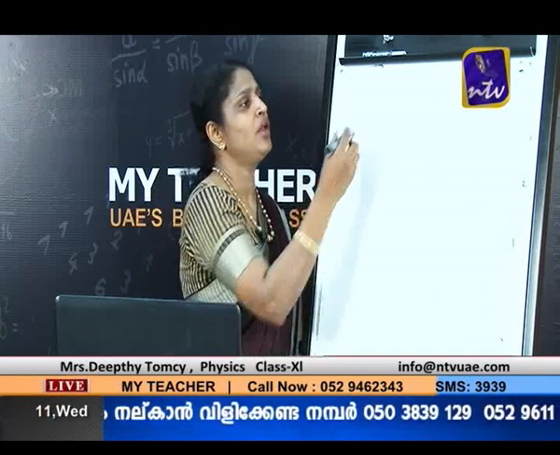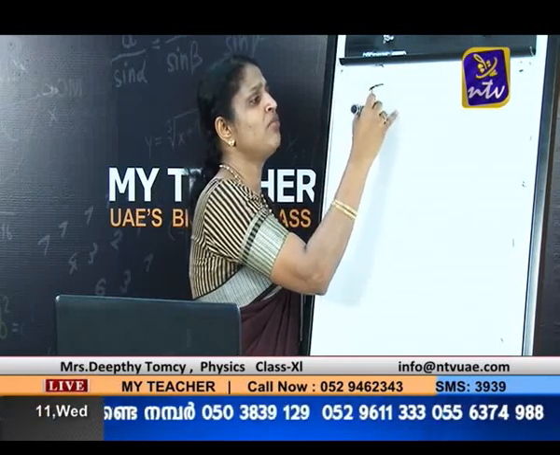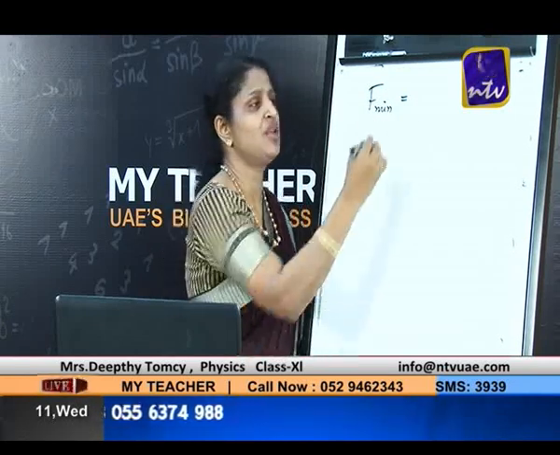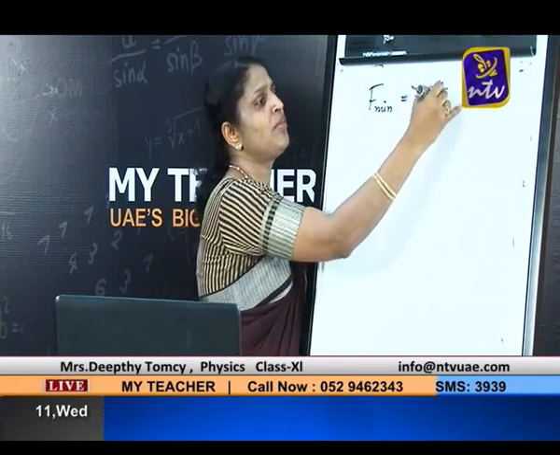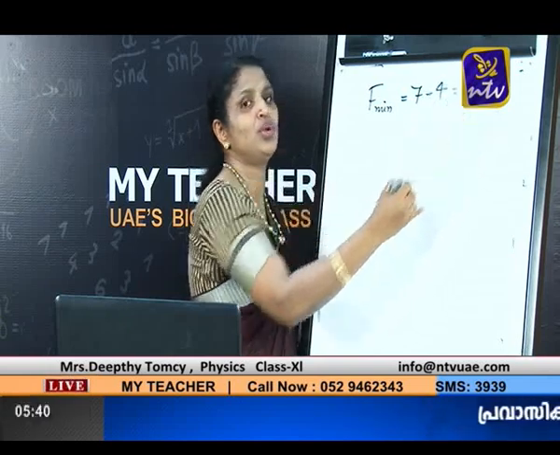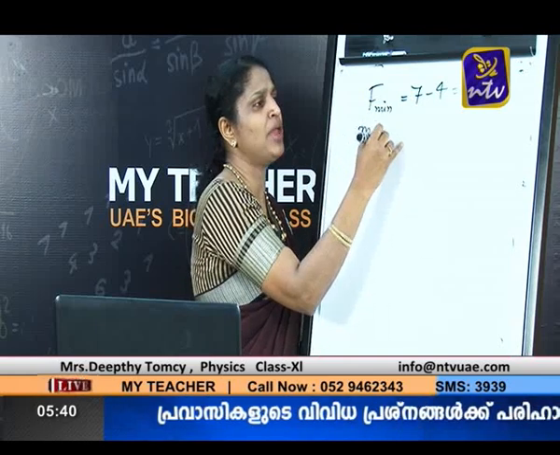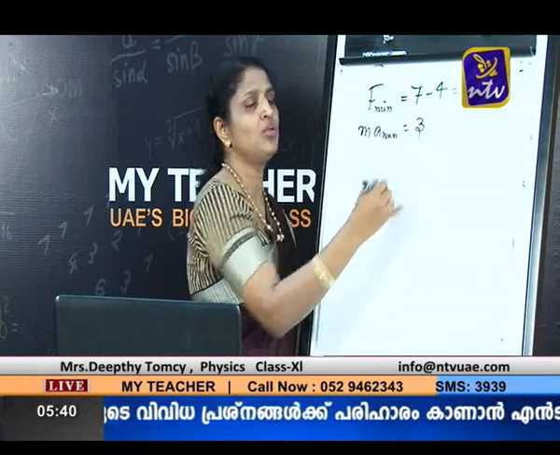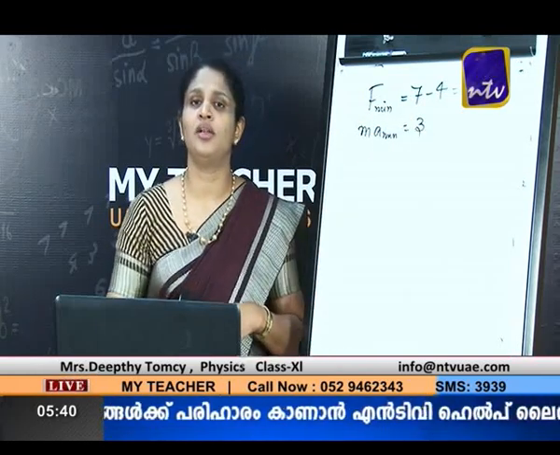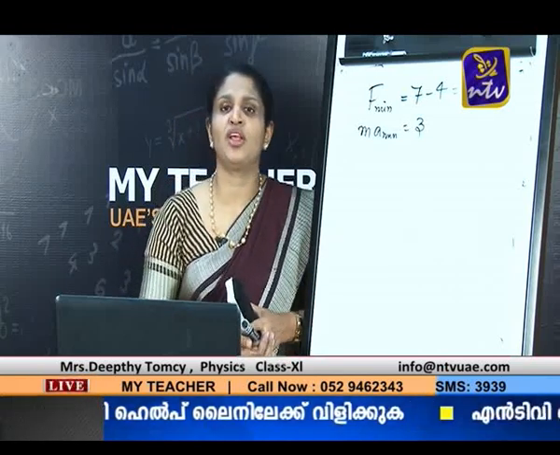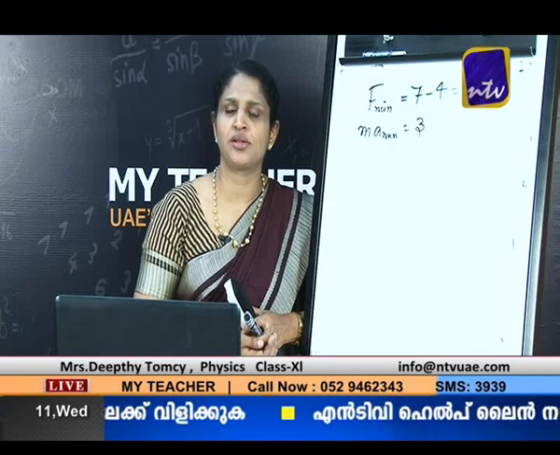Therefore the minimum value of the force will be when this 7 Newton and 4 Newton are acting in the opposite direction. And what is the minimum value? 7 minus 4 is equal to 3 Newton. When the force is minimum, of course ma minimum is equal to 3, so the acceleration also will be the least. So acceleration is the least when the two forces are acting in the opposite directions.